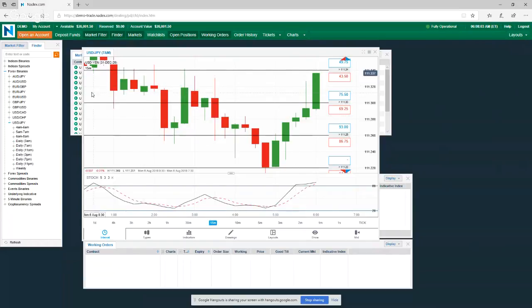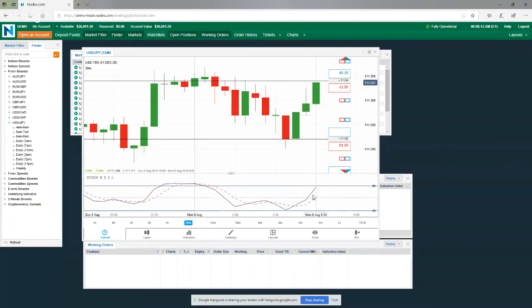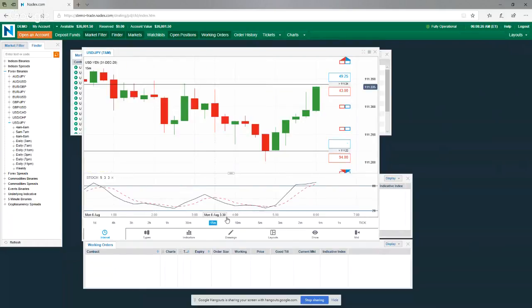Now, the one thing that you do need to know is that although this stochastics is overbought, again, the 30-minute is not. This was moving up. It may get into overbought status because now the stochastics has moved higher. So I'm waiting to see what happens here.